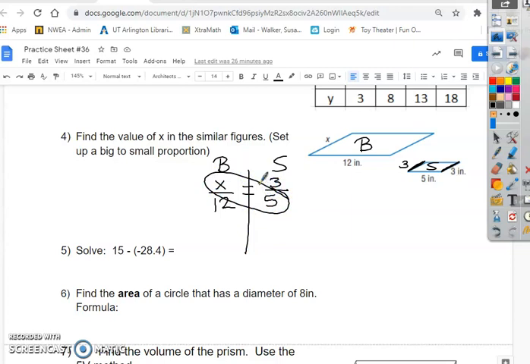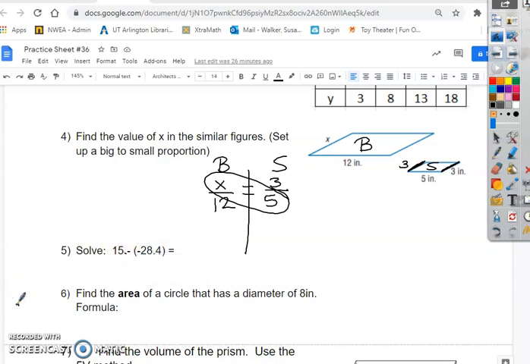Number 5 says just solve. So this is an arrow. I can tell this is either add or subtract. So put your arrows and solve this, and make sure you line up the decimals.